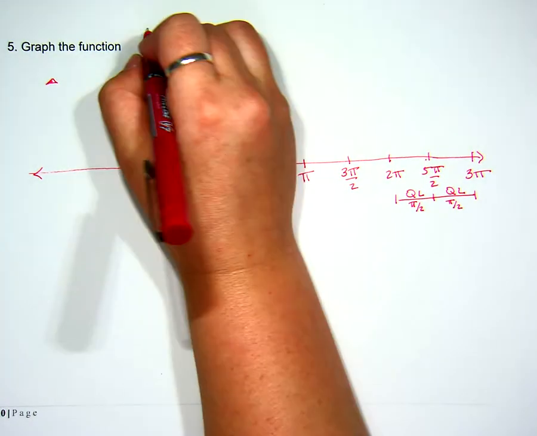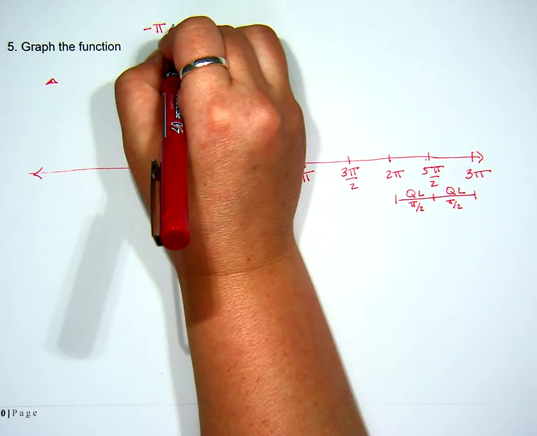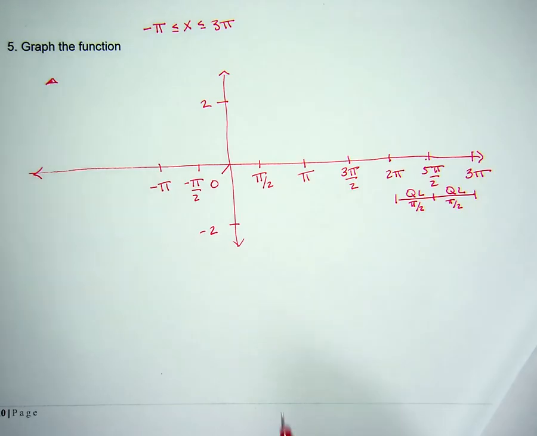Since I know I need to go from negative pi to 3 pi, here's negative pi. I'm going to go all the way out from negative pi to 3 pi. So those are the only ticks that I need on the x-axis. Ordered pairs, I had 0, 0. At pi over 2, I have a negative 2. At pi, I have 0. At 3 pi over 2, I have 2. At 2 pi, I have 0.